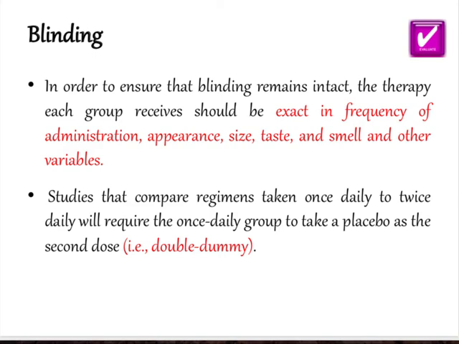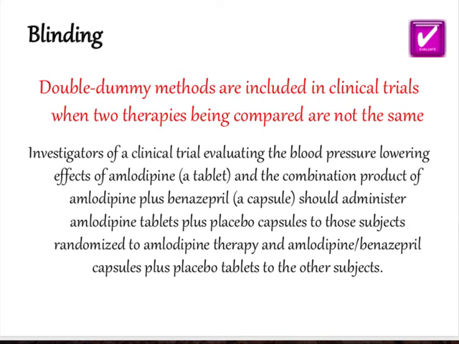If I have different dosage forms, for example a tablet and a capsule, like in this study, they wanted to compare amlodipine and benazepril. So one was a tablet and one was a capsule. Here, what they will do is the first group will take the tablet plus the placebo capsule, and the other group will take the capsule plus the placebo tablet.